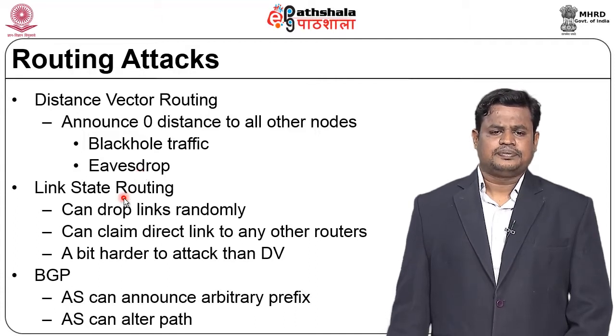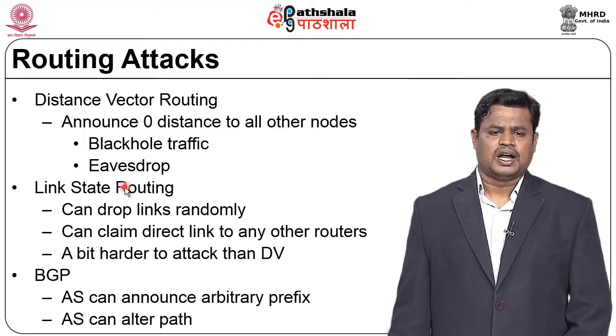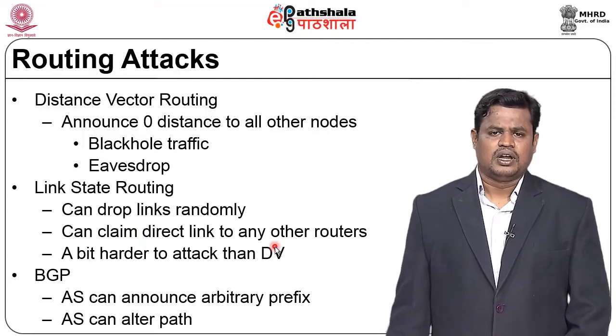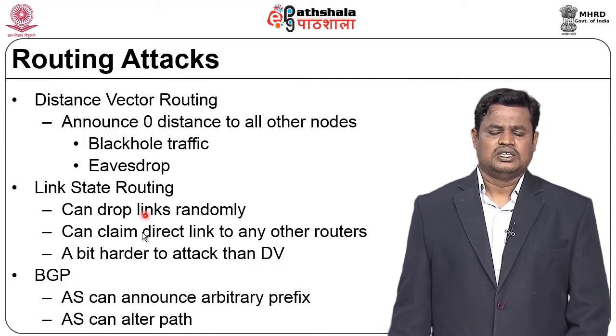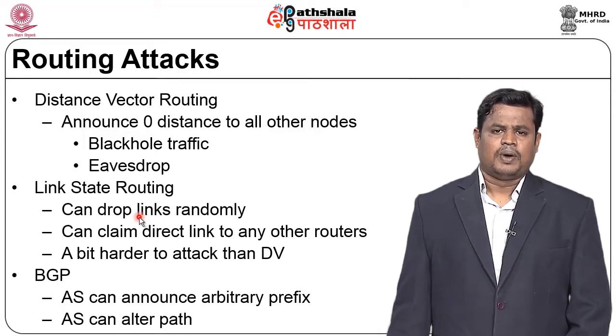Link state is different from distance vector. It is very easy to create an attack scenario with distance vector, but a little bit difficult with the link state routing protocol, because it understands the entire topology and is a fast convergence routing algorithm. Here the attacker can randomly drop a link, saying that a particular link is down, and give some false information to direct the traffic. They can also claim a direct link to any other router, saying I am the best link to any other router in the network. As I mentioned, it is harder to attack than DV, because distance vector is vulnerable to any kind of routing attack, while here there is some authentication before creating the topology or routing table.